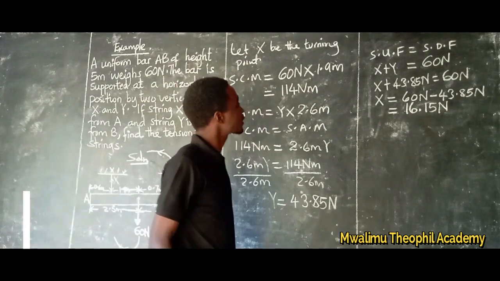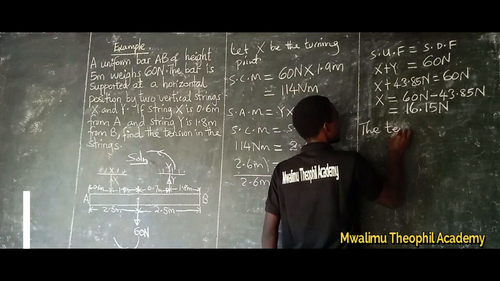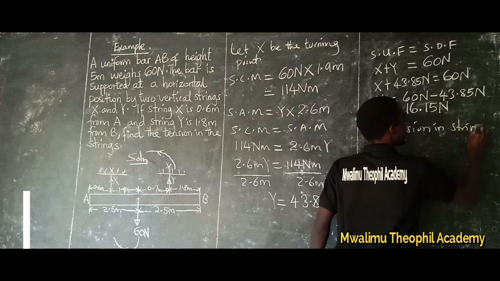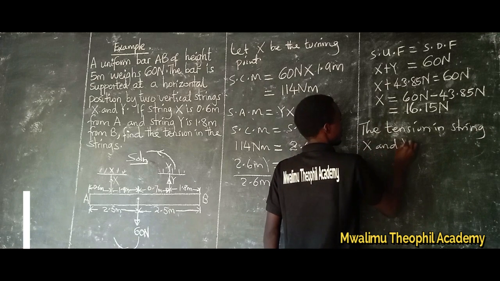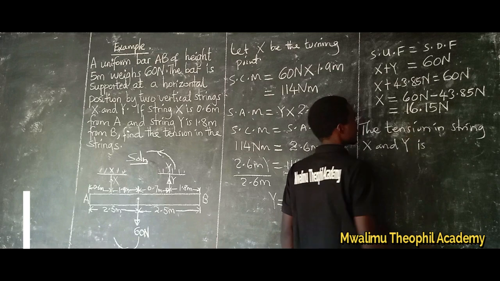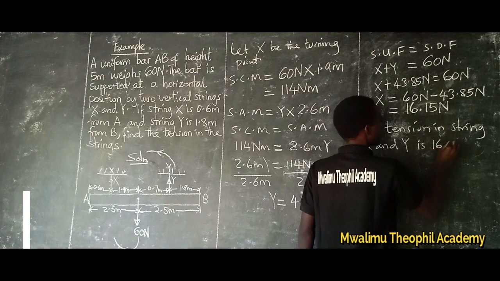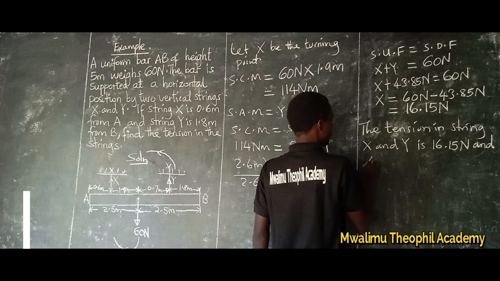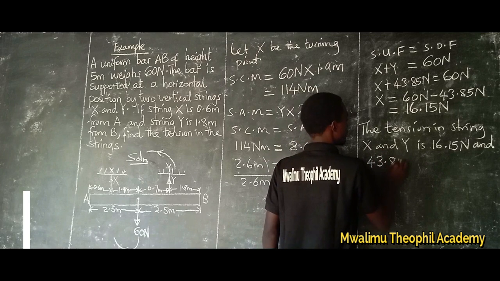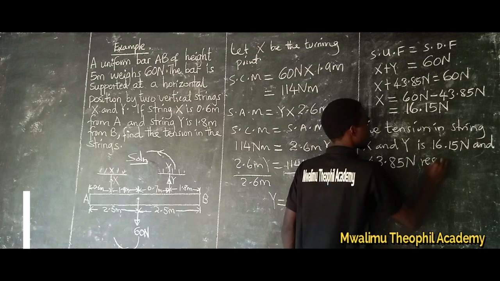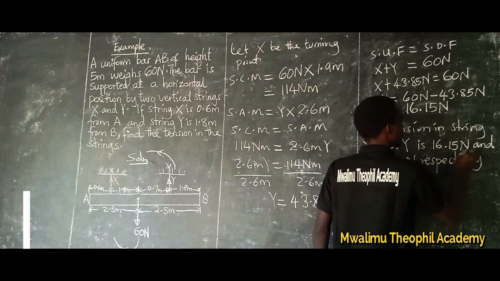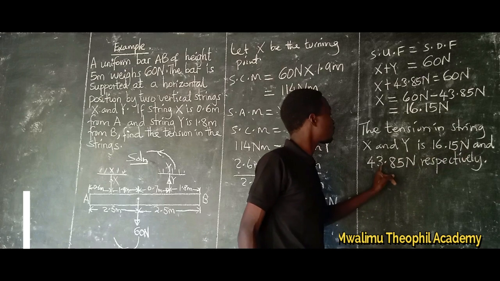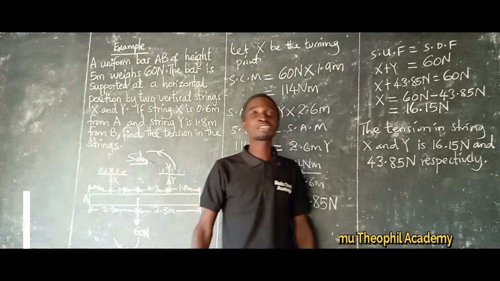So here we conclude by saying that the tension in string X and Y is 16.15 Newton and 43.85 Newton respectively, meaning that the tension in string X is 16.15 and that in string Y is 43.85. This is the end of our example.